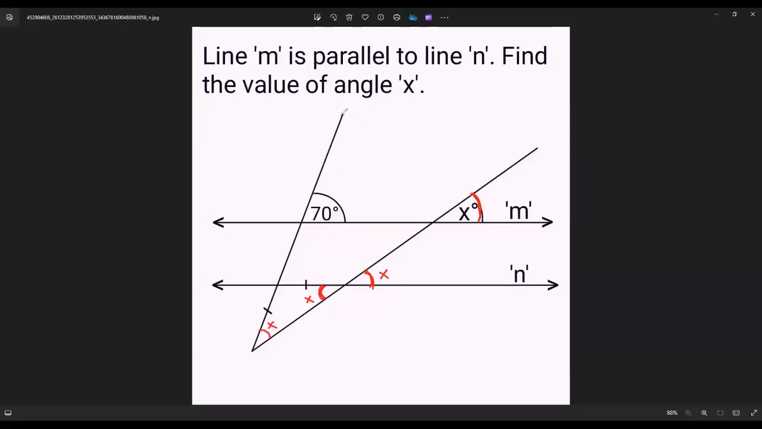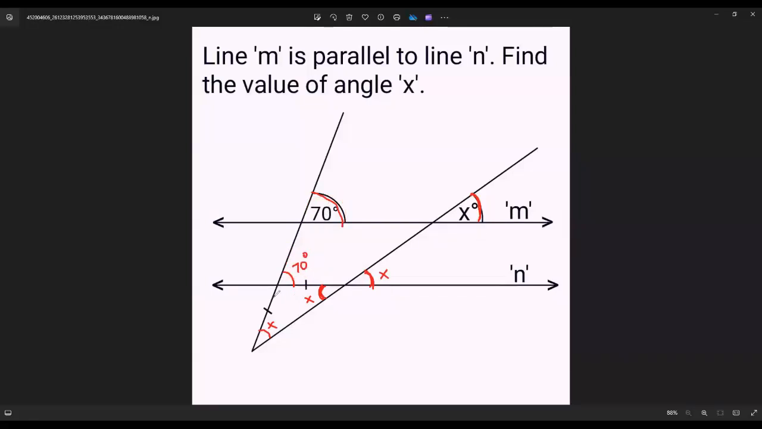Here is another transversal intersecting the two parallel lines M and N. The same thing applies: the corresponding angles must be congruent. Here this angle and this angle are corresponding angles. Already we know that the measure of this angle is 70 degrees, so this angle also must be 70 degrees because these two are corresponding angles.